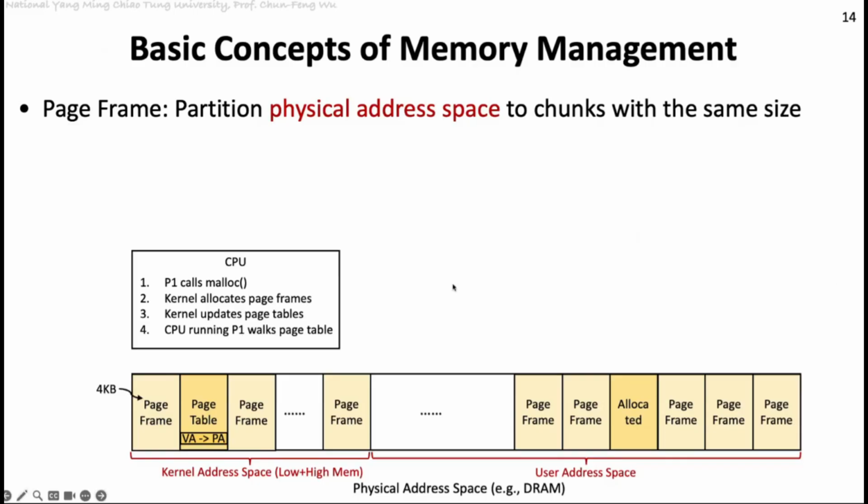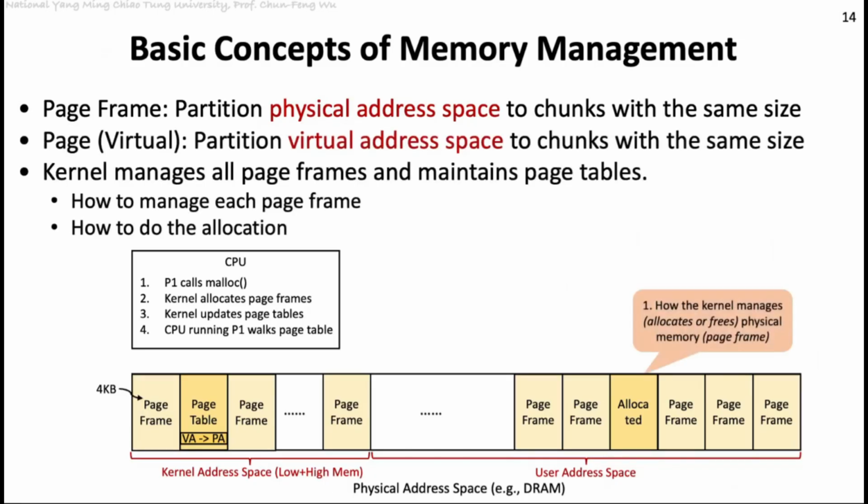You can also think about it like last time, when we talked about there being a mailing address and then an absolute address layer. It is the same thing, you can just use the same example here. So the kernel manages all page frames and maintains the page table.